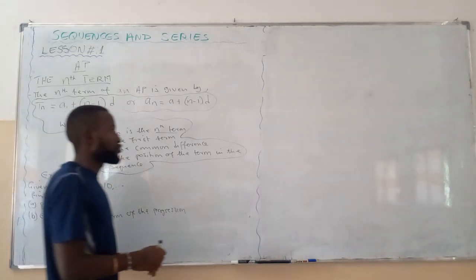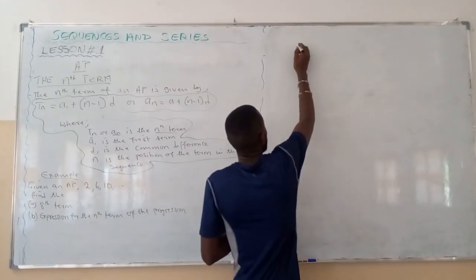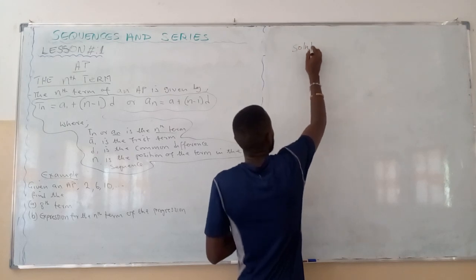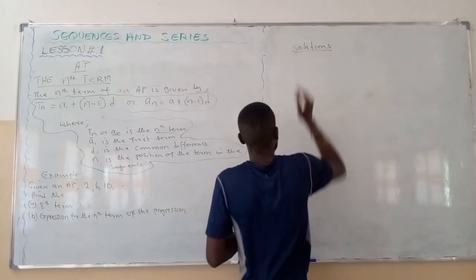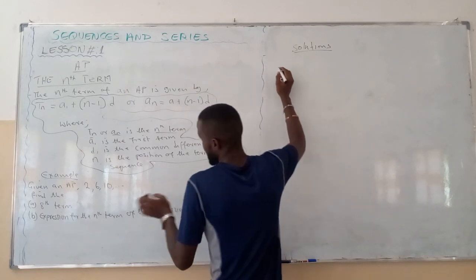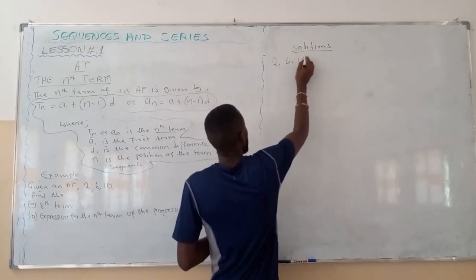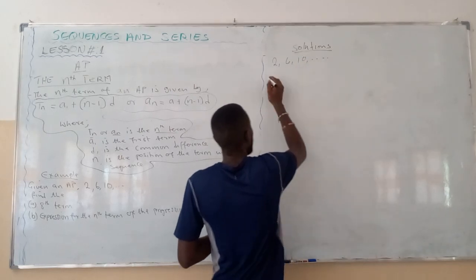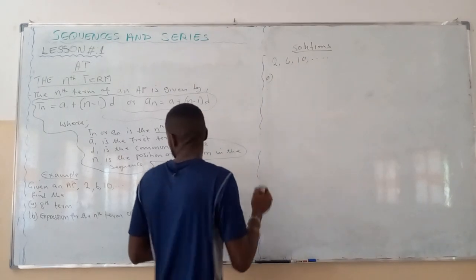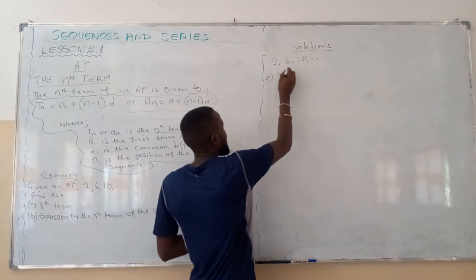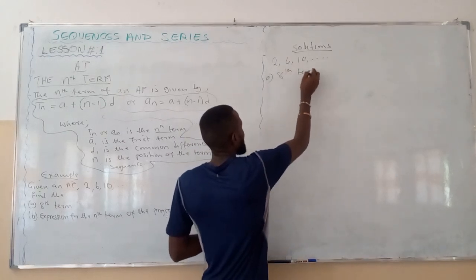So let us do the solutions here with me. Let us write the sequence. The sequence is 2, 6, 10, and it goes on like that. Now my A is simply to find the 80th term. That is what we are interested in.